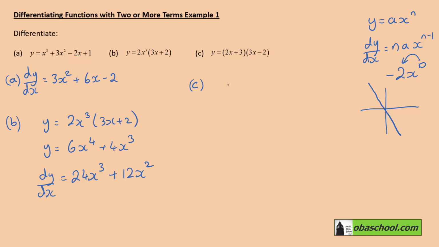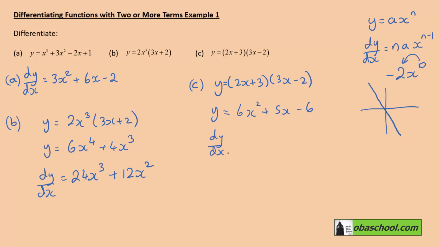And finally with C, we've got to do some expanding again. So we have 2x plus 3, 3x minus 2. So y is going to be 6x squared. Add 9x, take away 4x is add 5x, take away 6.